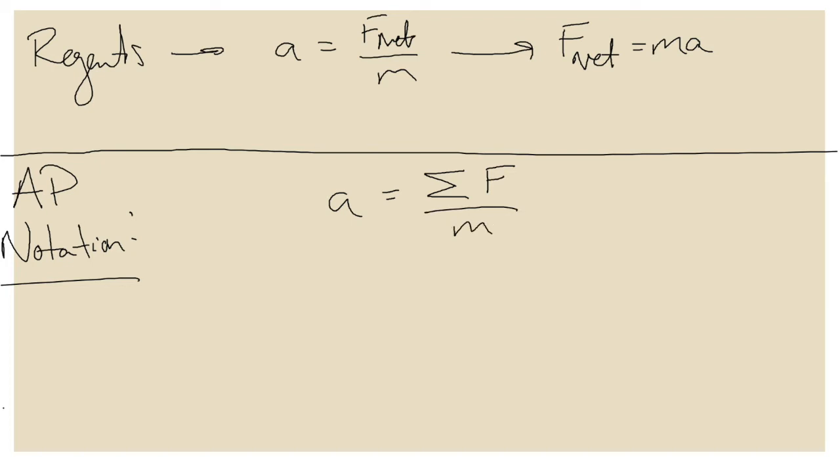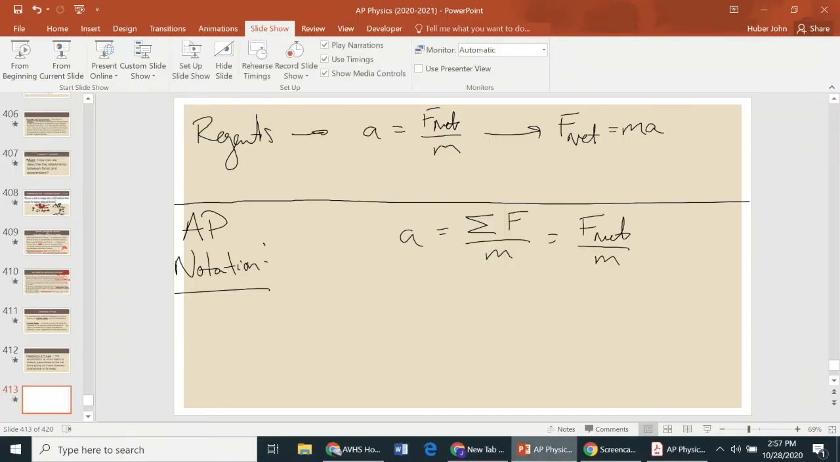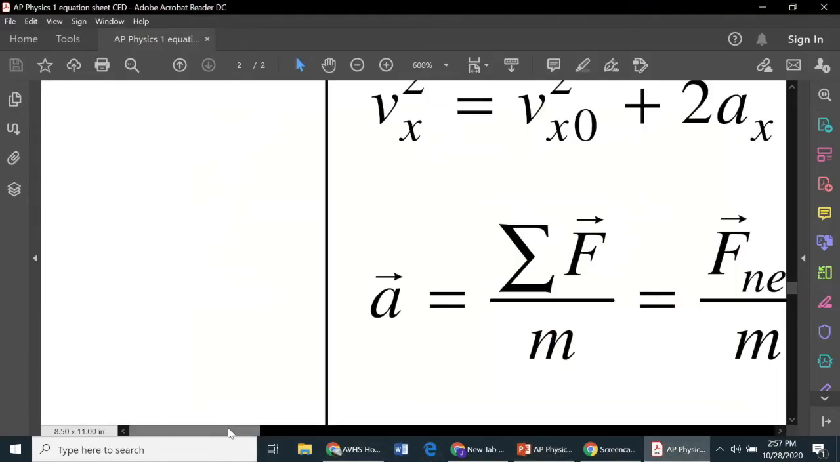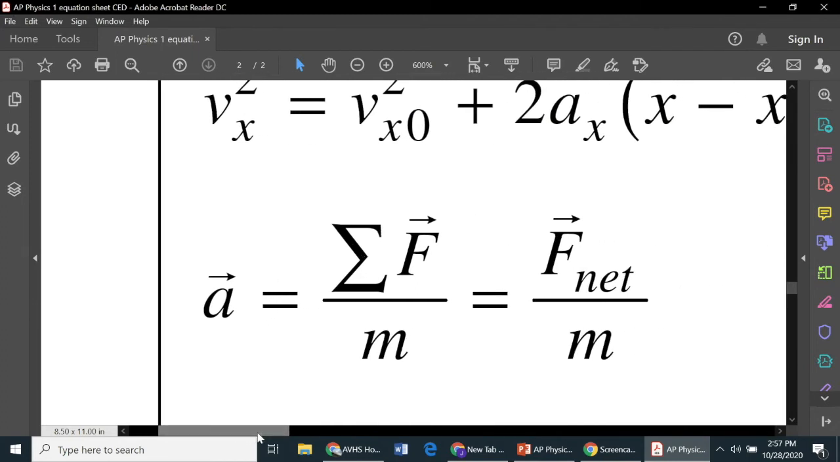But of course, because sigma is a Greek letter, sigma F, I'm sure you know from math, really just means sum of the forces. Essentially, that means the same thing as F net over M. And so that's why in the AP reference table, the equation is printed like this. And notice here, they're just showing you these arrows because force and acceleration are vectors, and they're representing vectors by putting arrows on top.